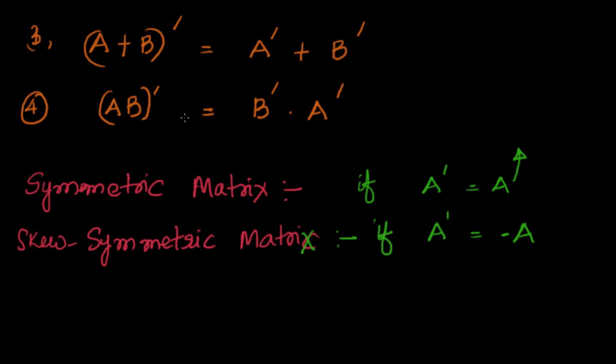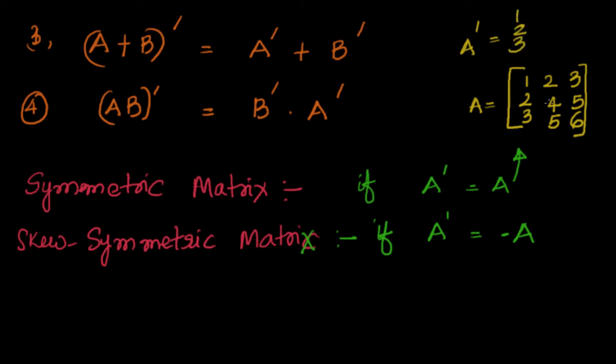Let us do one example for a symmetric matrix. Let us say the first row is 1, 2, 3. If you convert this column, the first column should become the first row. So 1, 2, 3, then 2, 4, 5, and 3, 5, 6. Now you can check this. This is A. If I take the transpose, the first row becomes the first column, that is 1, 2, 3. The second row becomes the second column, that is 2, 4, 5. And the third row becomes the third column, so it's 3, 5, 6.